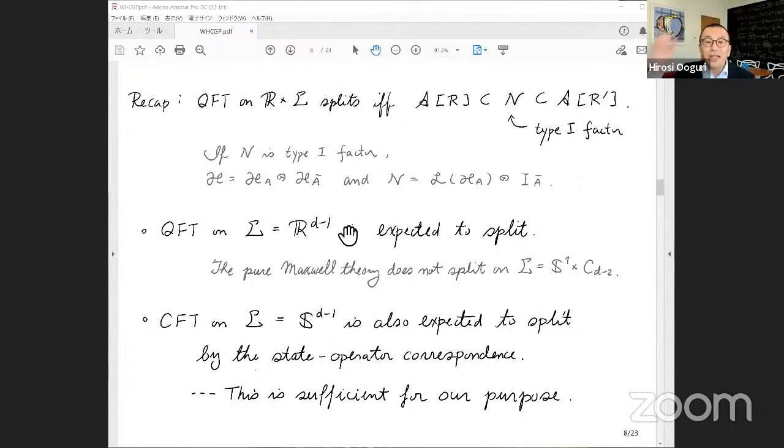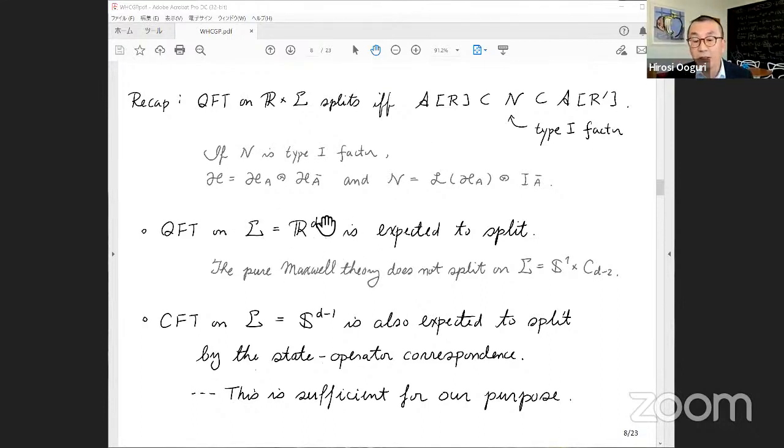Okay. So to recap, this is a definition of splittability. We say a quantum field theory is split if there is a von Neumann algebra between those kinds of things. Basically, the algebra of local operators does not split. That is not type I, but you can make it almost type I like this. And this is a nice thing because then you have the Hilbert space split.